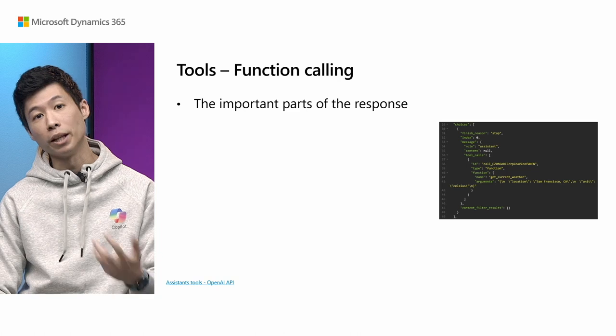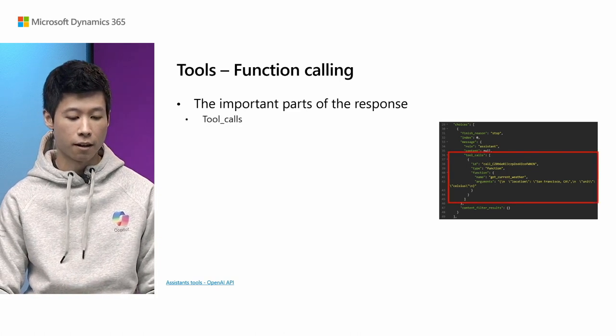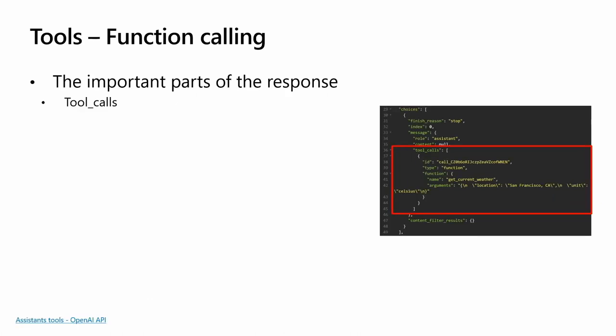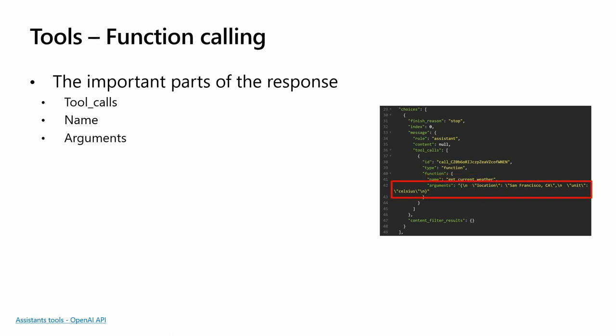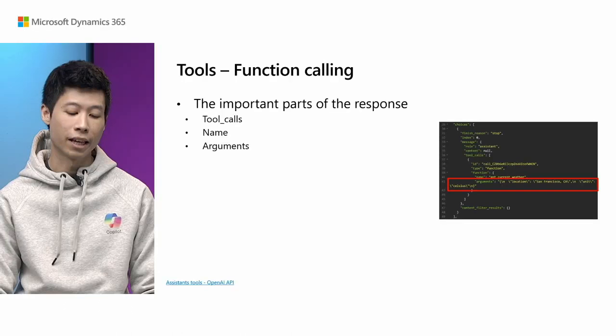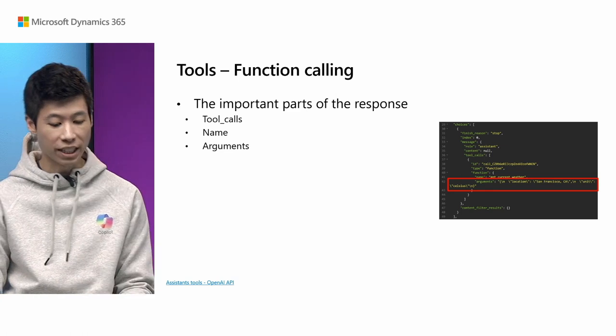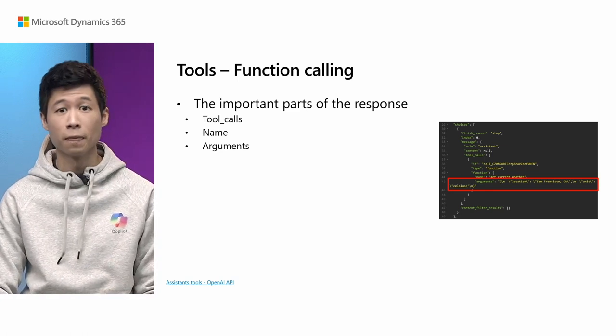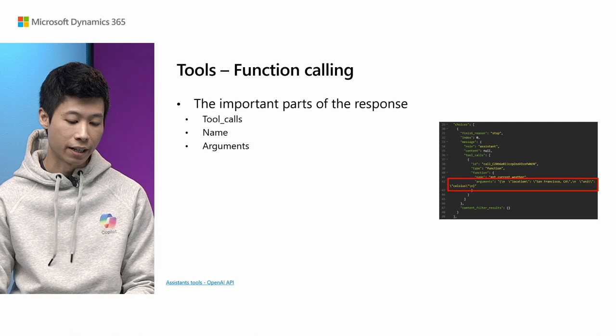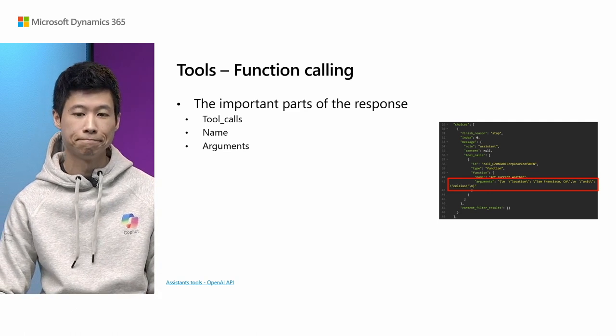And on the response of what the model returns to us, there's the tool calls array. In that part, it has the name of the function that is to be called. So in this case, get current weather. And then there are the arguments with the values that should be used when calling that function. In this case, it has location, which says San Francisco, CA, and the unit that says Celsius.